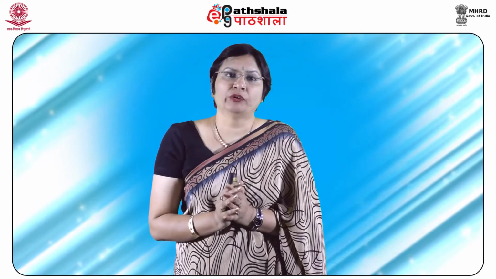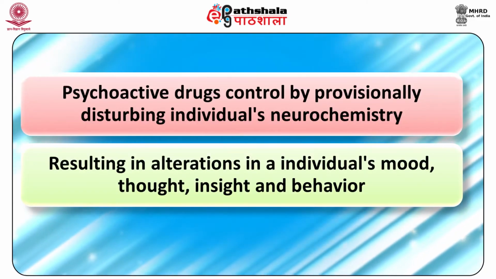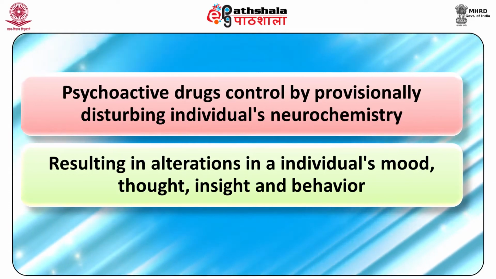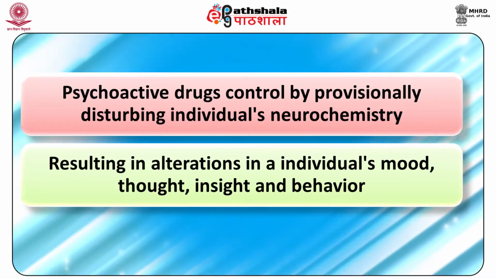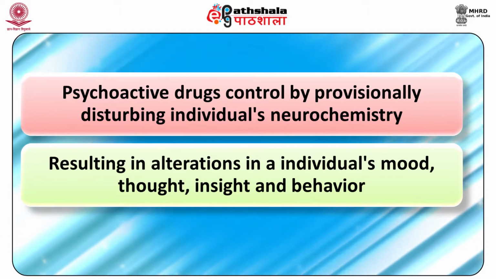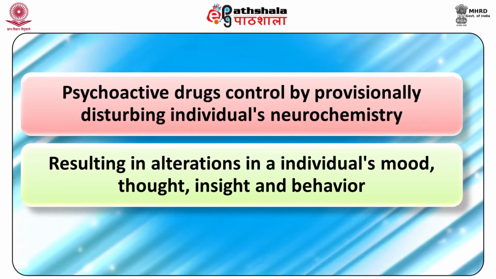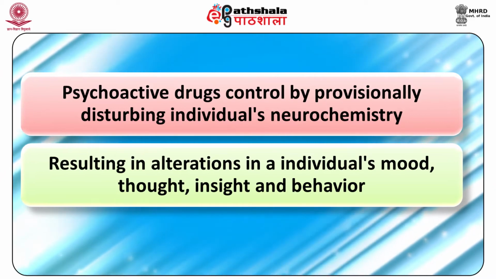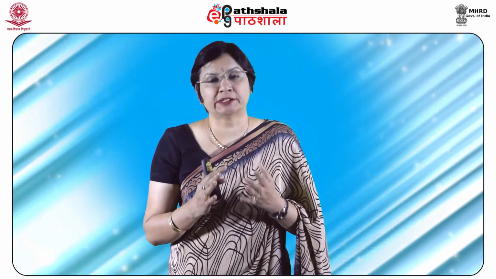We should also be knowing about the mode of action. If we talk about the mode of action of these psychoactive drugs, they work by temporarily disturbing an individual's neurochemistry, resulting in alteration in the individual's mood, thought, insight and behavior. There are several ways in which psychoactive drugs can affect the brain. Each drug has a specific action on one or more neurotransmitters or neuroreceptors in our brain.